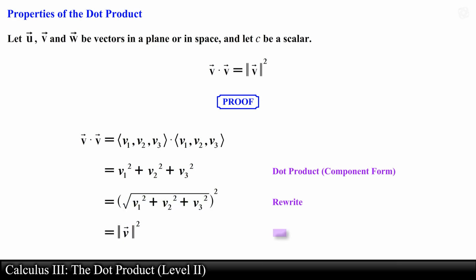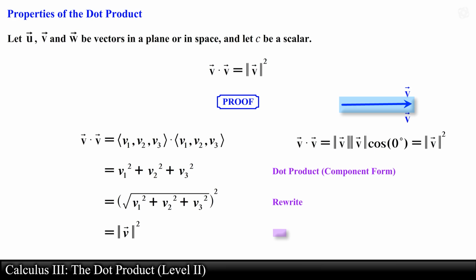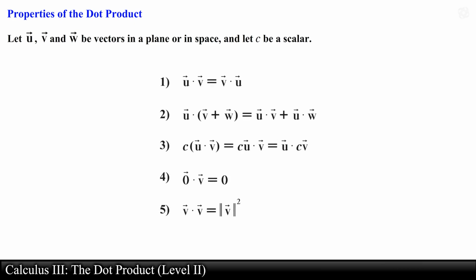If you think about it, from a geometric point of view, we are essentially multiplying the magnitude of vector v with itself. In addition, both vectors will be parallel, facing the same direction. The angle between the vectors is 0 degrees, and the dot product reduces to multiplication of the vector's magnitude with itself, or in this case, the magnitude squared. Alright, and these are the 5 properties of the dot product. In our next video, we will go over several examples illustrating how to solve problems that make use of the dot product definition.